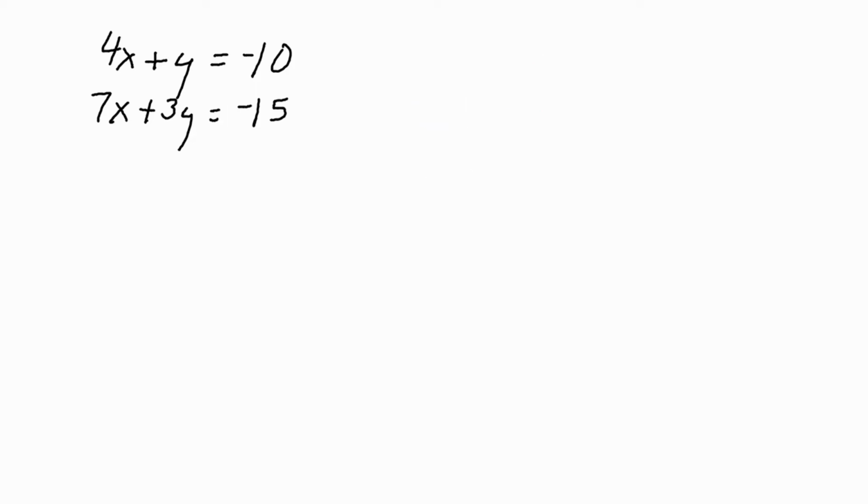We can always avoid fractions by looking for a 1x or a 1y. Using the 4x plus y equals negative 10, this time I'm going to solve for y. y equals negative 4x minus 10. I have y by itself and I don't have any fractions. So if I don't have x equals or y equals to begin with, I need to look for a 1x or a 1y and then choose that equation and solve it for x or y.